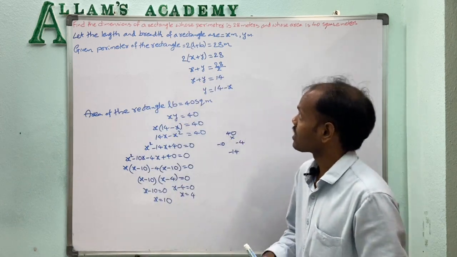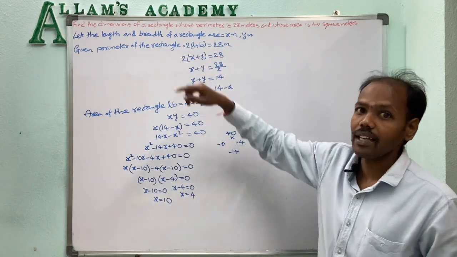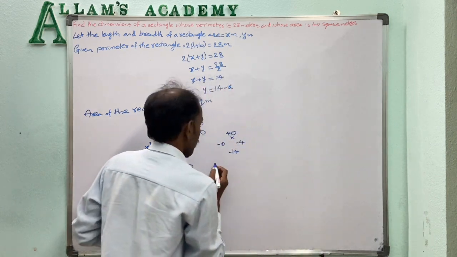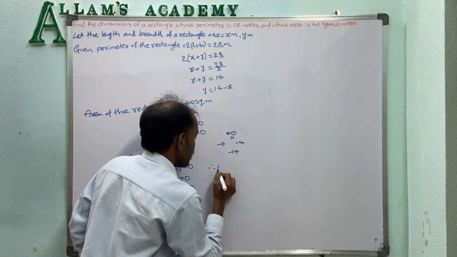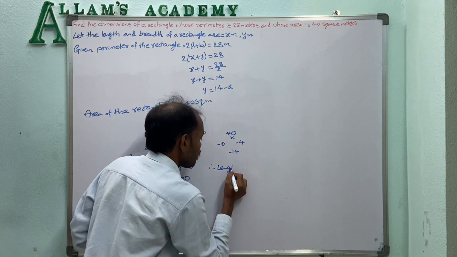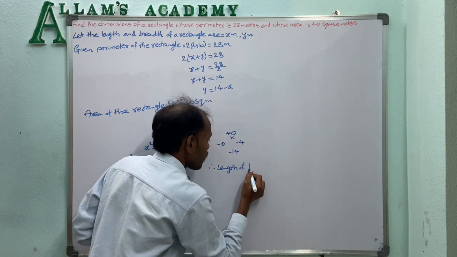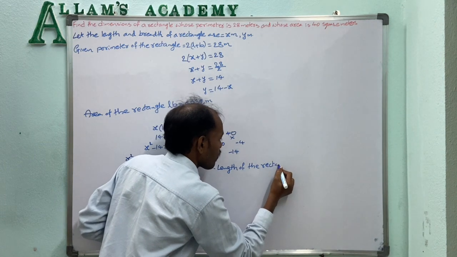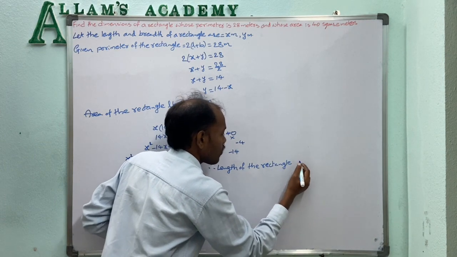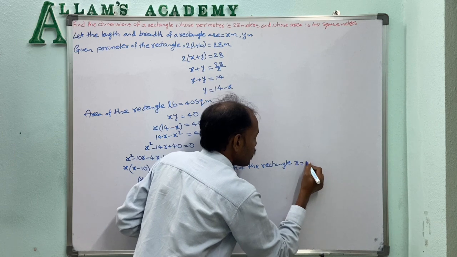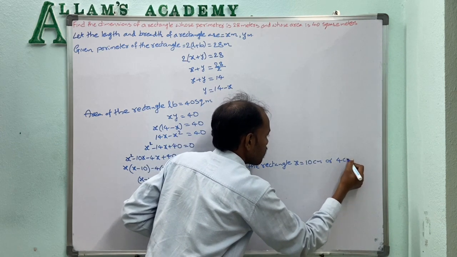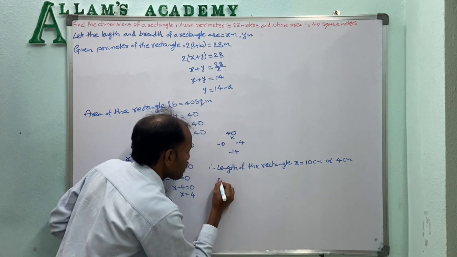Here x is nothing but the length of the rectangle. So therefore the length of the rectangle, x equal to either 10 centimeters, or 4 centimeters. Next, the breadth of the rectangle.